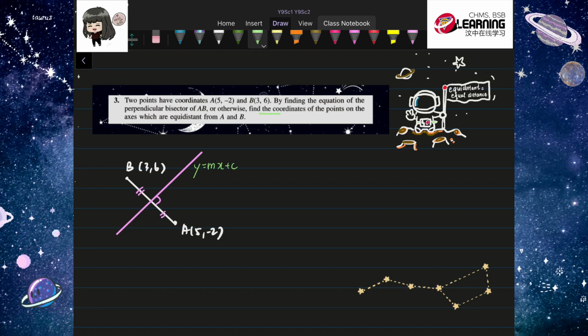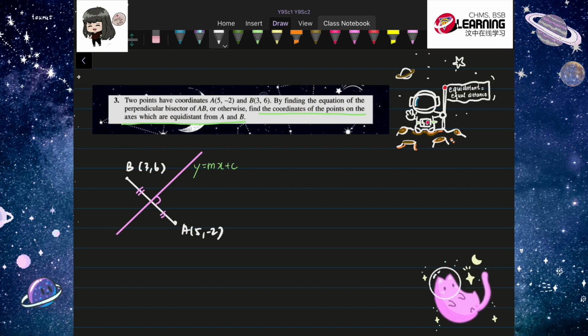Okay, or otherwise find the coordinates of the points on the axis which are equidistant from A and B. Okay, this one is quite similar to question number 2. That's why I'm gonna teach you how to do question 3. If I teach you this question 3, I believe you can do question 2 also. Okay, so question 3 here. Find the equation of the perpendicular bisector. I'm gonna find the perpendicular bisector first.